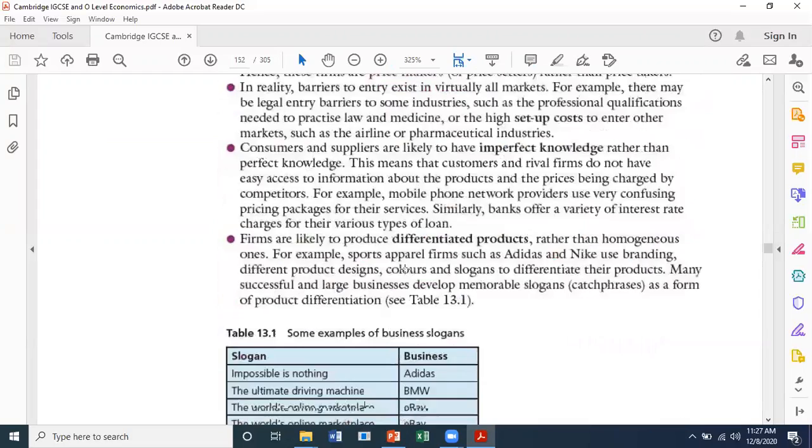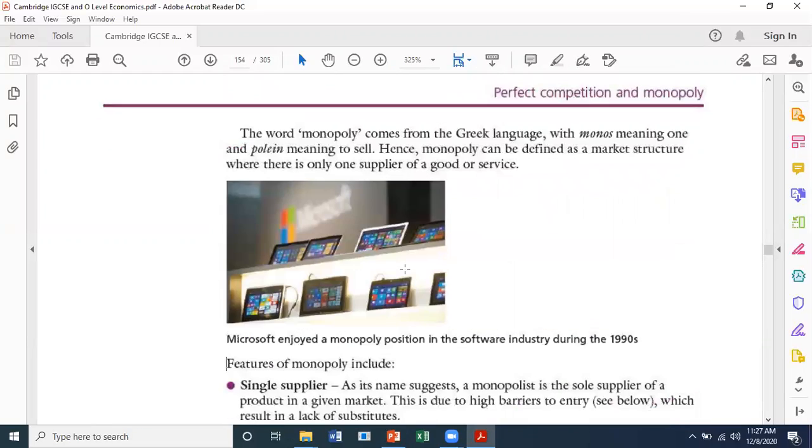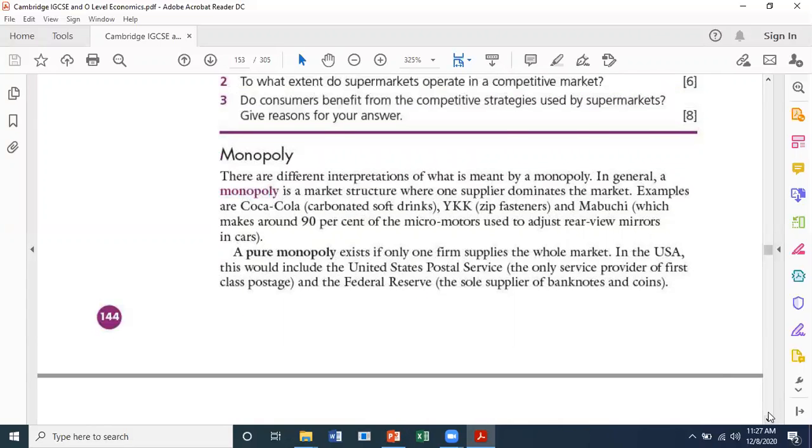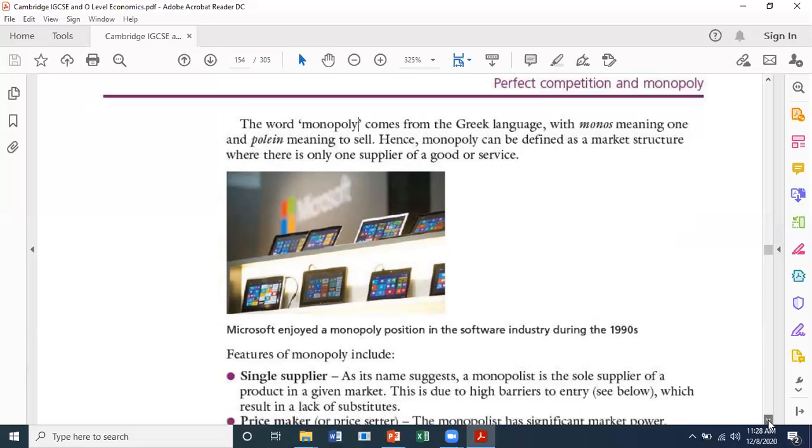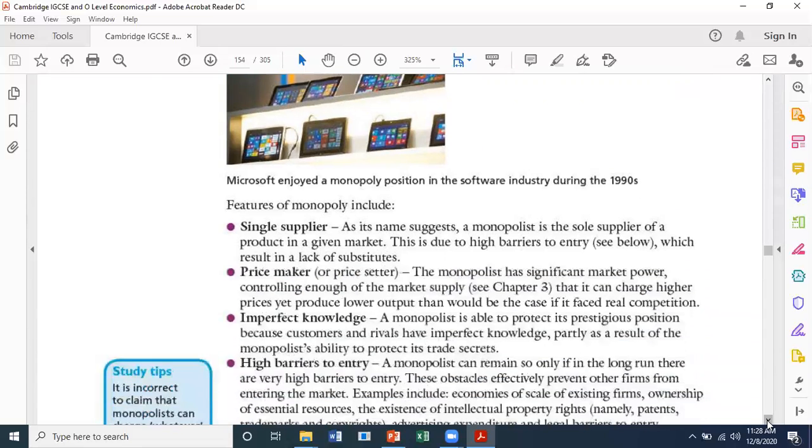Now let's see. The word monopoly comes from the Greek language, from monos, meaning one. Hence, monopoly can be defined as a market structure where there is only one supplier of a good or service. Microsoft enjoys a monopoly position, just like I told you, single supplier. As its name suggests, we have an office very close to our school as well. And Sui Southern Gas Corporation. Again, they are a monopoly, which is called a natural monopoly.